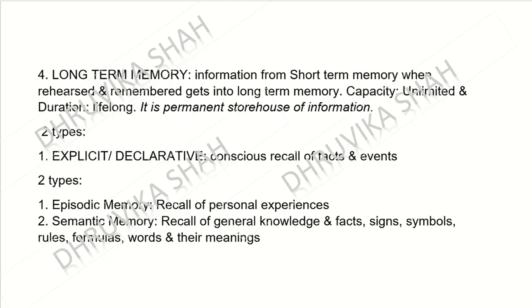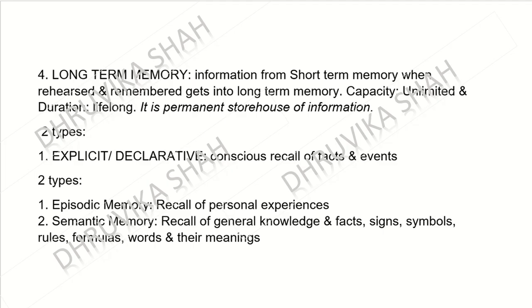Then is the long term memory. Long term memory, of course, is unlimited, and the duration is a lifetime. It is a permanent storehouse of information, as we say. And here there are 2 types. One is the explicit or declarative memory, and the other is the implicit memory. When we talk about the explicit one, this is more on facts and events. Recalling facts and events comes under the explicit memory, and explicit memory is a type of long term memory.